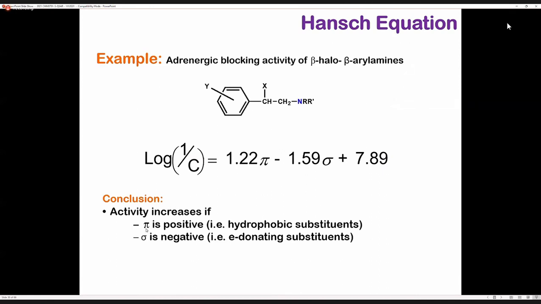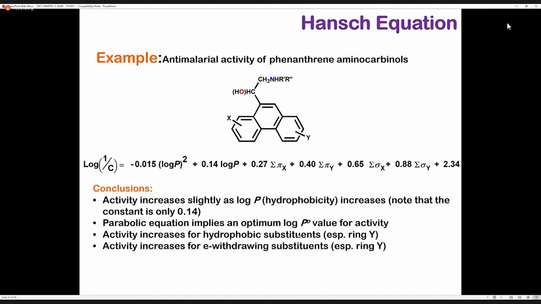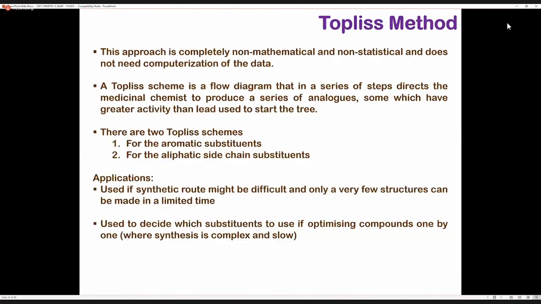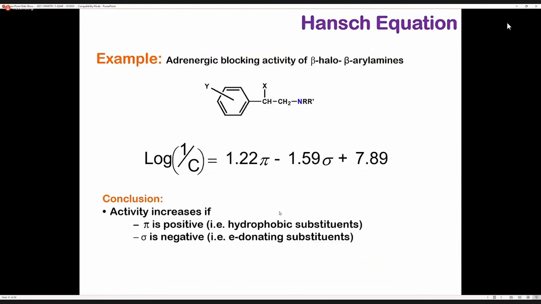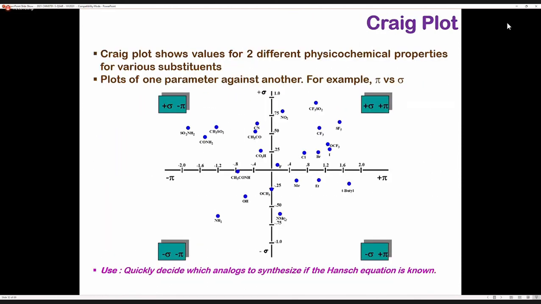Okay. So dia kata pi mesti positif, sigma mesti negatif. Contoh, because from this equation you dapat, right? Pi kat sini positif depan dia, sigma kat sini negatif depan dia. So pi is positif, sigma is negatif. So pergi lihat dekat sini, pi positif, sigma negatif. Kat sini lah, you ada 1, 2, 3, 4, 5 compound je. So daripada banyak-banyak dot ni, you tinggal 5 saja yang you nak proceed based on your QSAR model tadi lah. So that is yang guna Craig plot.